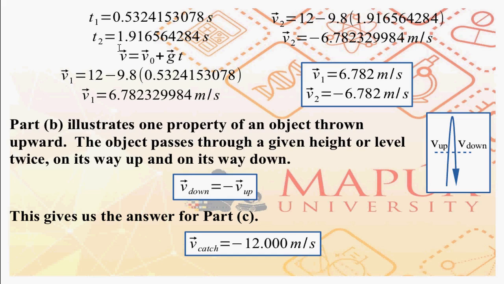If we now look at the V is equal to V naught plus GT equation, we know initial velocity, we know acceleration due to gravity G, and we have two values that we can use for time. The only unknown is final velocity. We are able to calculate the two values of the velocity.